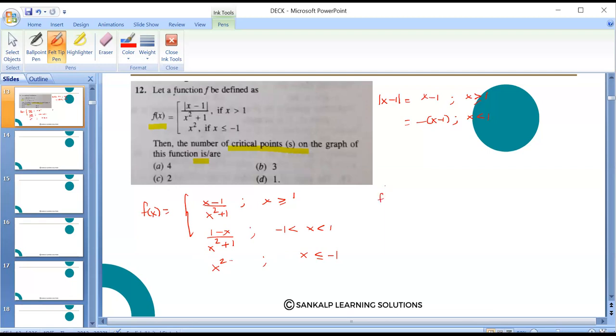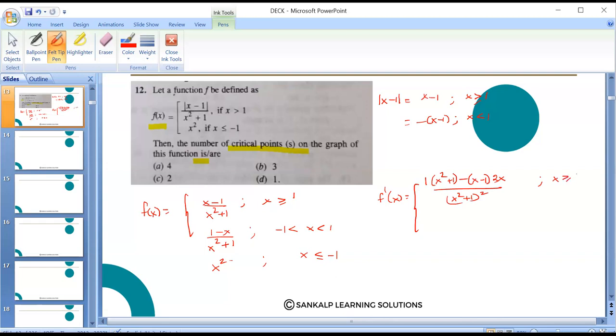So now we will find the derivative f dash of x. This also will be a piecewise function. If you find the derivative, what you will get to set it equal to 0? The first one, quotient rule. 1 into x squared plus 1 minus x minus 1 into 2x by x squared plus 1 whole square.